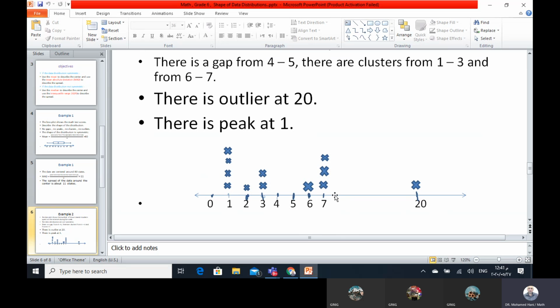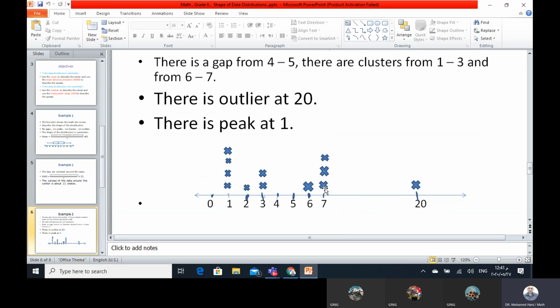And look here, between 6 and 7, we have some data grouped close together. And here between 1 and 3, we have some data grouped close together. So here we have a cluster, and here we have a cluster. So I can write: there are clusters from 1 to 3, and from 6 to 7. This is the meaning of cluster. And as you see here, we have a big distance between this value and all the values. So this is the meaning of outlier. The outlier here is 20.